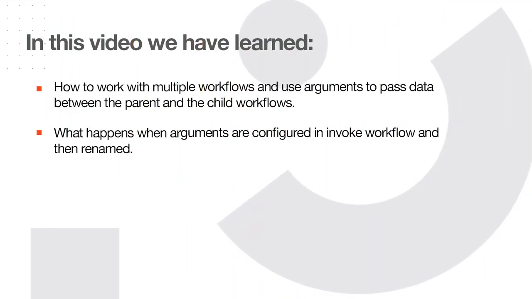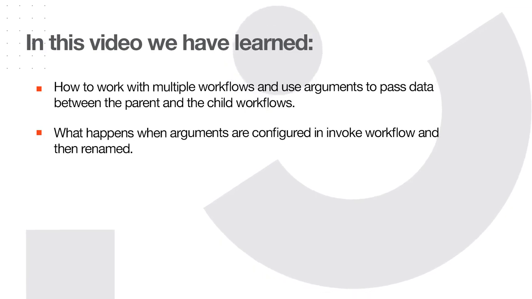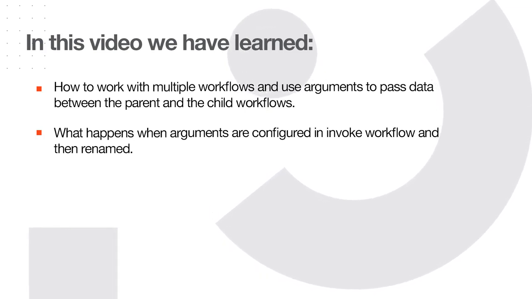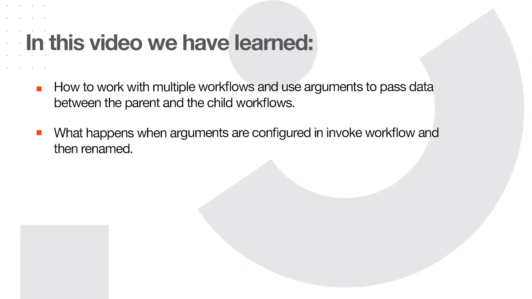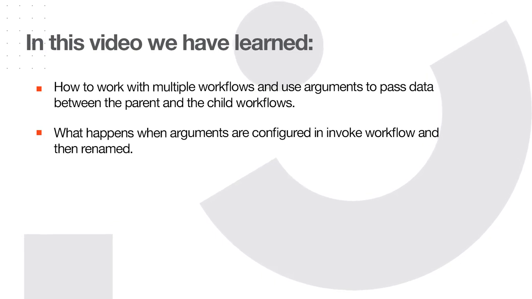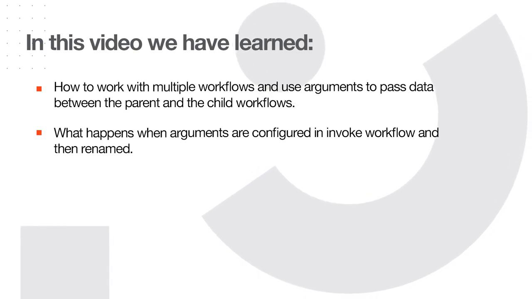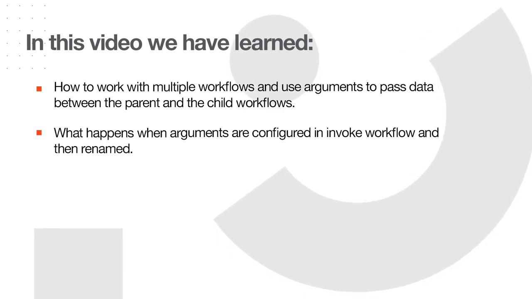Let's list out the key takeaway from the demo. We learned how to work with multiple workflows and use arguments to pass data between the parent and the child workflows. We also learned what happens when arguments are configured in Invoke workflow and then renamed. For more practice on this topic, try to explore the robustness of arguments and the directions to pass data between multiple workflows. And this is it for this demo.